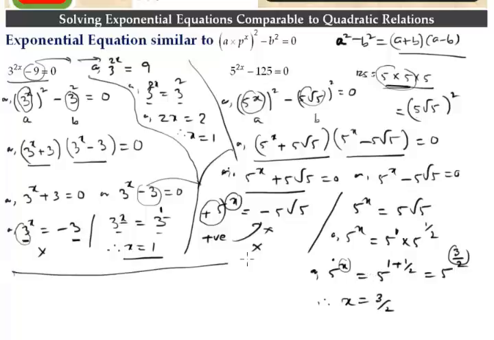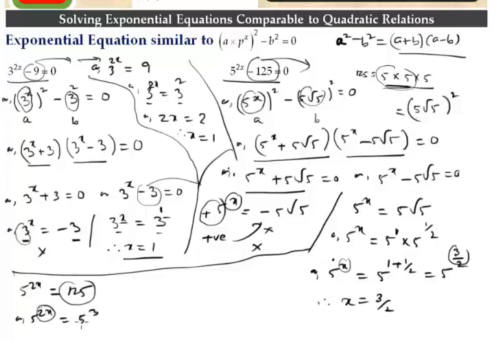Here we used the difference of squares formula, but this problem can easily be solved in another way. If we take this 125 to the other side, 5 to the power 2x equals 125. 125 can be written as 5 to the power 3. So 5 to the power 2x equals 5 to the power 3. We can write 2x equals 3, therefore x equals 3 by 2.